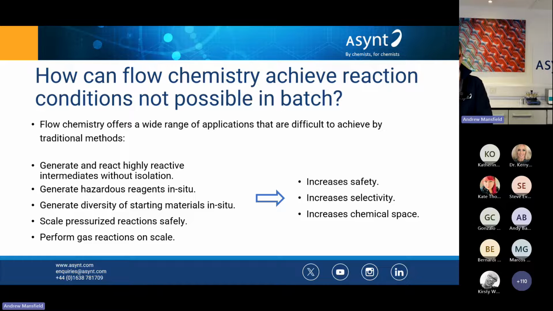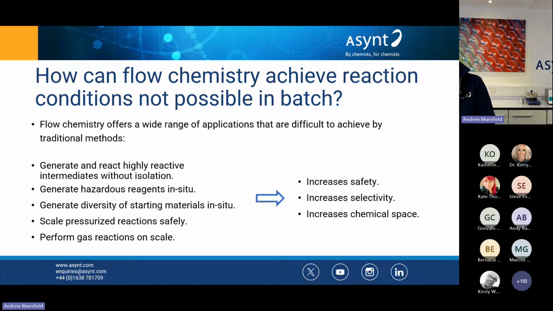We can scale pressurized reactions, and that's a pretty big one. We can now have continuous processes for things like oxidations or carbonylations or even hydrogenations, which would be difficult to do without large pressurized reactions.